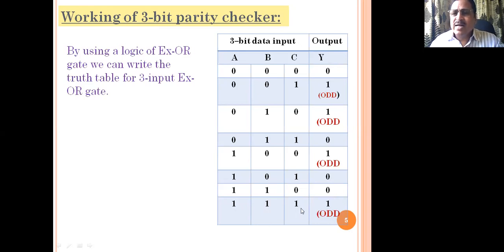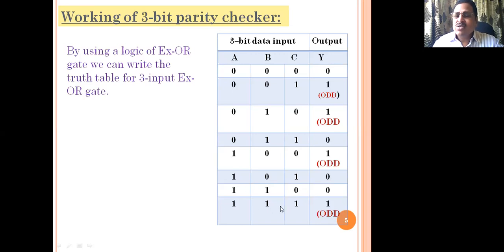Or just remember a very simple technique behind the resultant output for the input ABC. Wherever you find the number of ones is odd: see here, 1 appears only once in this 3-bit, 1 appears only once in this 3-bit, 1 appears here twice. That means even. Sorry, 1 appears here twice means even. 1 appears only once here, twice here, and here it is again twice.